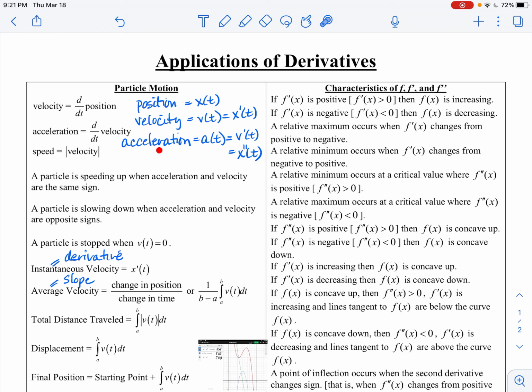And then the second derivative of position is acceleration, which is the first derivative of velocity. It is abbreviated a of t, and here it is equal to v prime of t or x double prime of t. Speed is the absolute value of velocity.